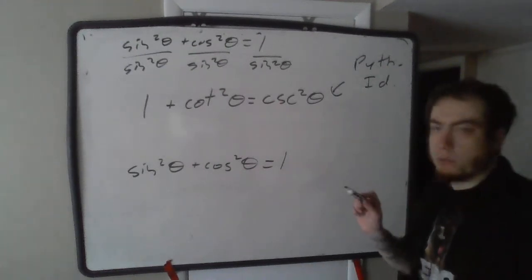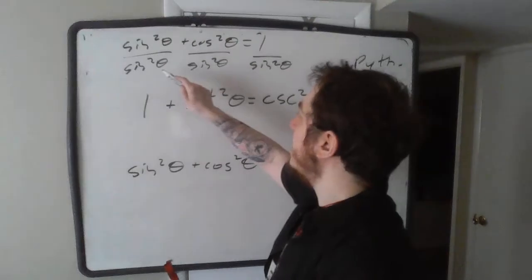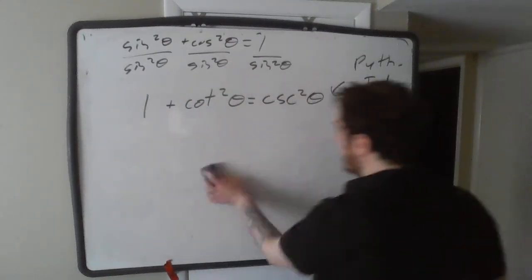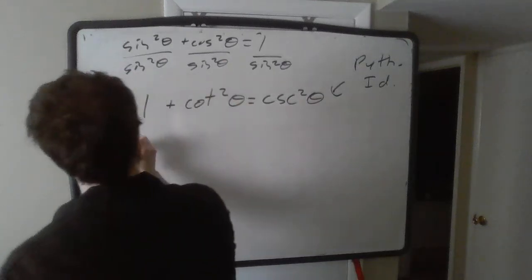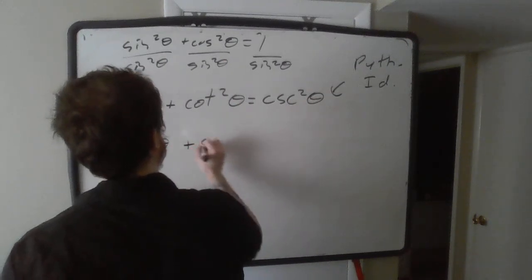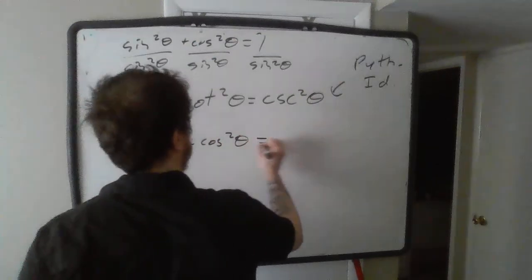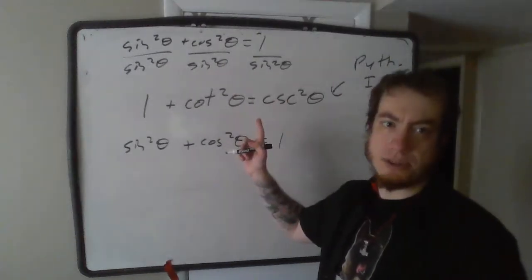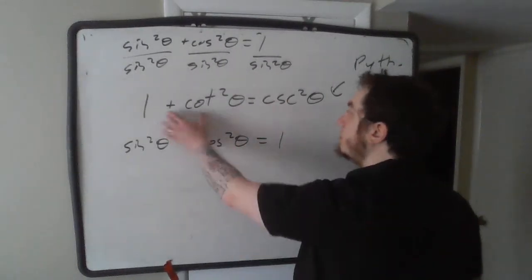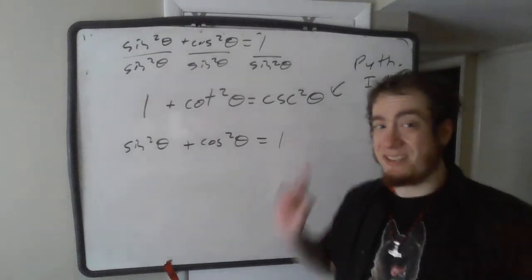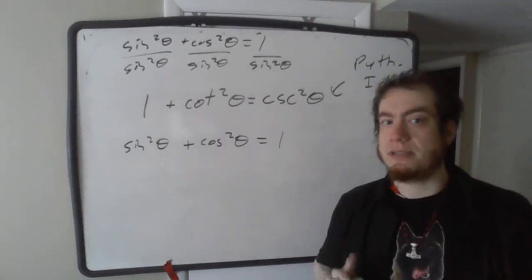Now, I said we can do the same trick by dividing everything through here by cosine squared instead. So, what would happen if I start with the regular Pythagorean identity, sine squared theta plus cosine squared theta equals 1? What would happen if I divided everything through by cosine squared theta? I would get a similar identity to the one that we just found. It wouldn't be the same identity, but it would look a little bit similar to it.